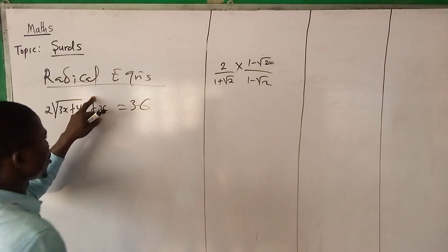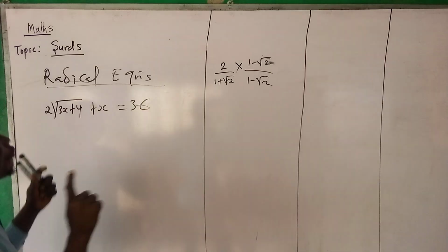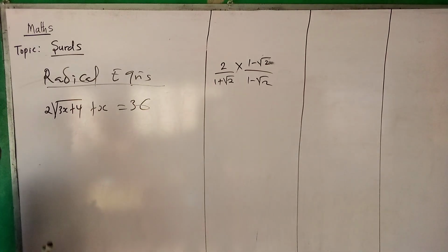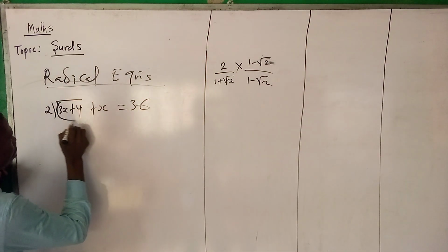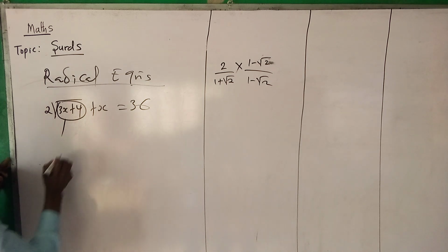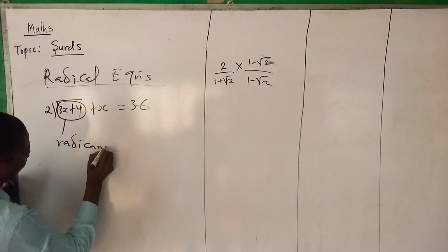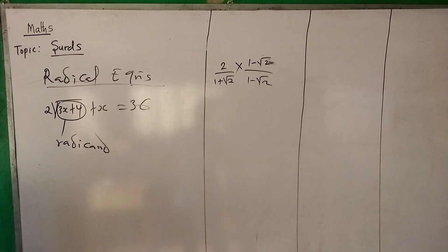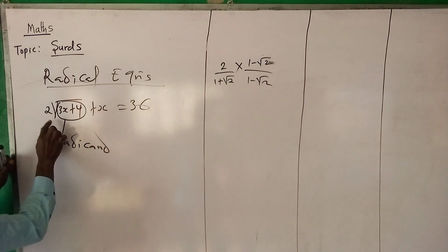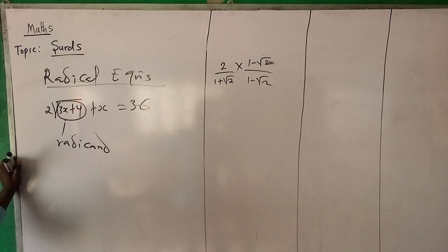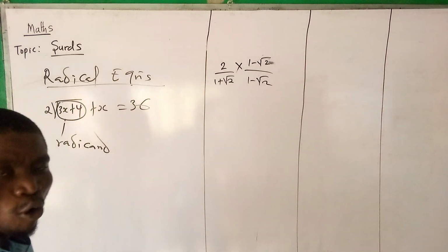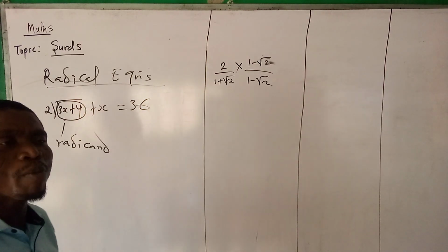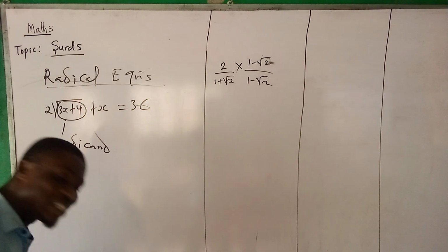Now, what I'm going to do is this. For you to solve a radical equation, first of all, make the surd the subject of the formula. The term inside the square root, we call it the radicand. So what am I saying? For you to solve this equation, you first of all make this surd the subject of the formula, right? And the second step to take is you take the square of both sides. The essence of taking the square of both sides is so that you remove the square root, which makes it a surd.